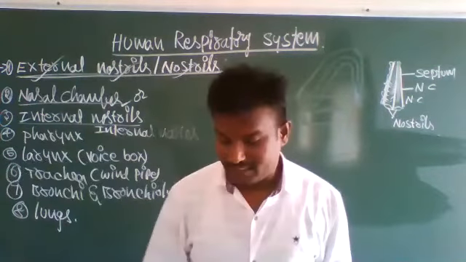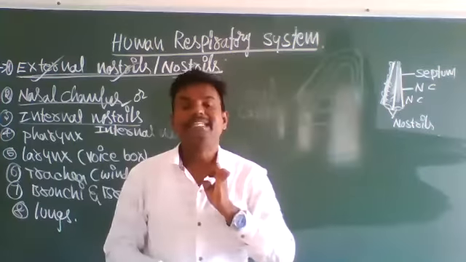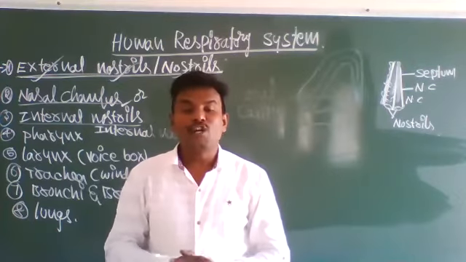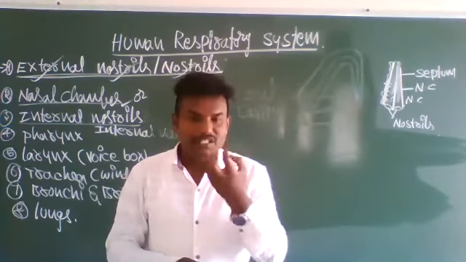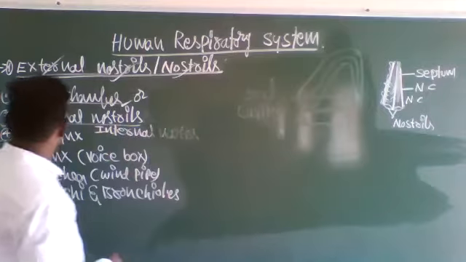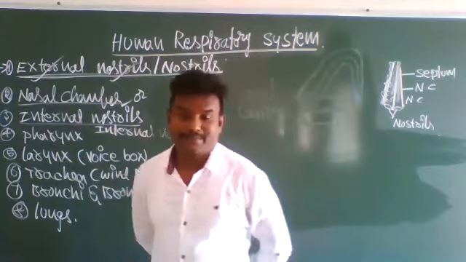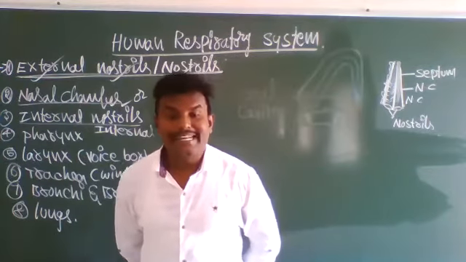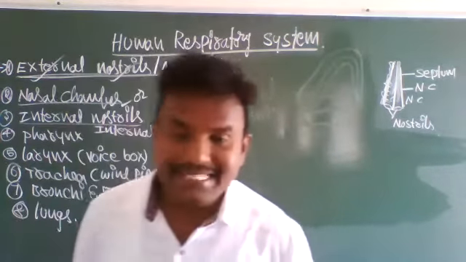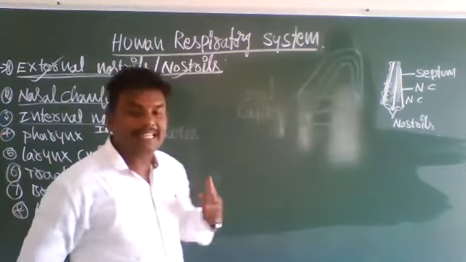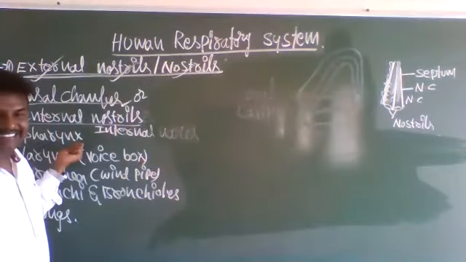Okay, that's the part. So internal nostrils are internal nares. A pair of nasal chambers continues towards the inside. That part is called internal nostrils or internal nares, which is connected to another part called the pharynx. The pharynx is also called the nasopharynx.